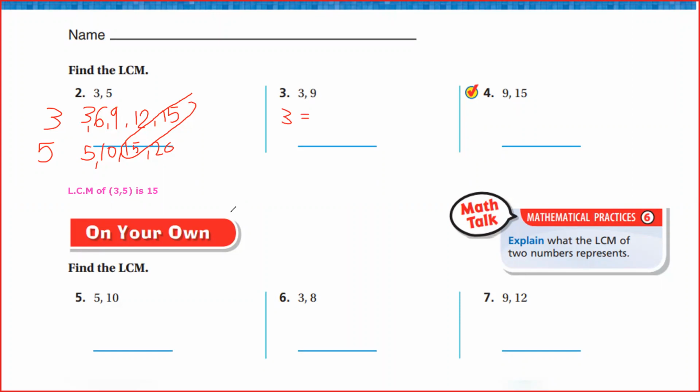Yes, Fatima. Three. Here, 3 and 9. For 3, you say 3. And what about 9? What are the prime factors of 9? 3 times what? Bravo. Then here, what you have to do, you take the common, which is a 3, and then you will take the non-common, which is a 3. So the answer is 9.